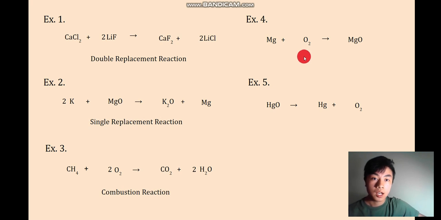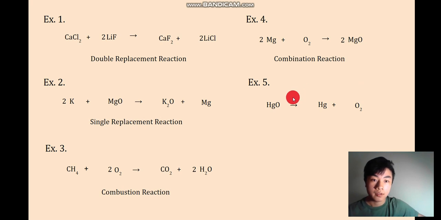On example number 4, I noticed that there's 2 oxygens on the left side, and so to balance that out, I'm going to put a 2 in front of the MgO to make 2 oxygens on the right side. And since there are 2 magnesiums on the right side, I'm going to put a 2 in front of the magnesium on the left side. And so now we have 2 magnesiums on the left, 2 magnesiums on the right, 2 oxygens on the left, 2 oxygens on the right. And since it's 2 items combining into one product, it's going to be called a combination reaction. It's also known as synthesis.